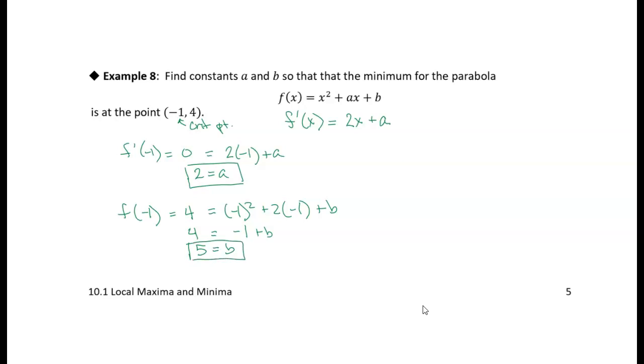So what that's telling us is that the function f of x equals x squared plus 2x, just substituting 2 for a, plus 5, okay, that's our function that has a minimum at the point -1, 4. Okay.